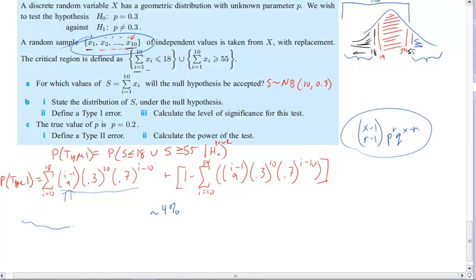All right? Let's go on to letter C. This one, I think they now say, okay, the true value of p is 0.2. All right? So define the type 2 error.